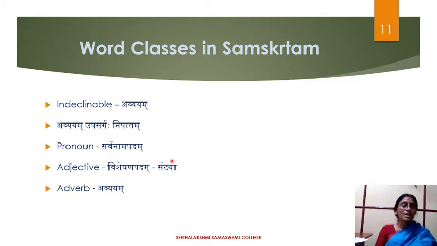In Samskritam, adjective takes the gender, number and case of the noun it qualifies. So this is also declined as far as Sanskrit language is concerned, which is very unique to this. And we have adverbs, avyayas as adverbs also.